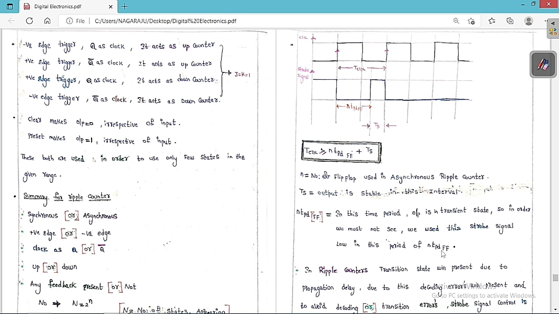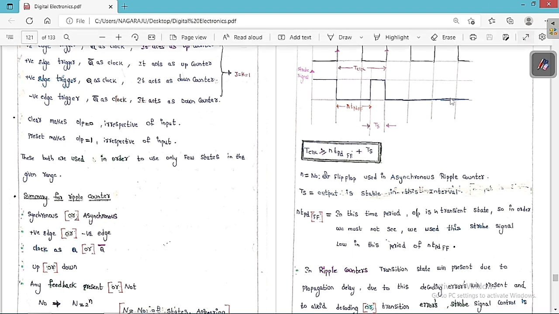So in order that we must not see the transient state, we use the strobe signal low in this period of N TPD-FF. Therefore, in this time interval the output is in the transient state. Finally, I can say this is the clock time period, and this is the strobe signal period, which is N TPD-FF and TS.